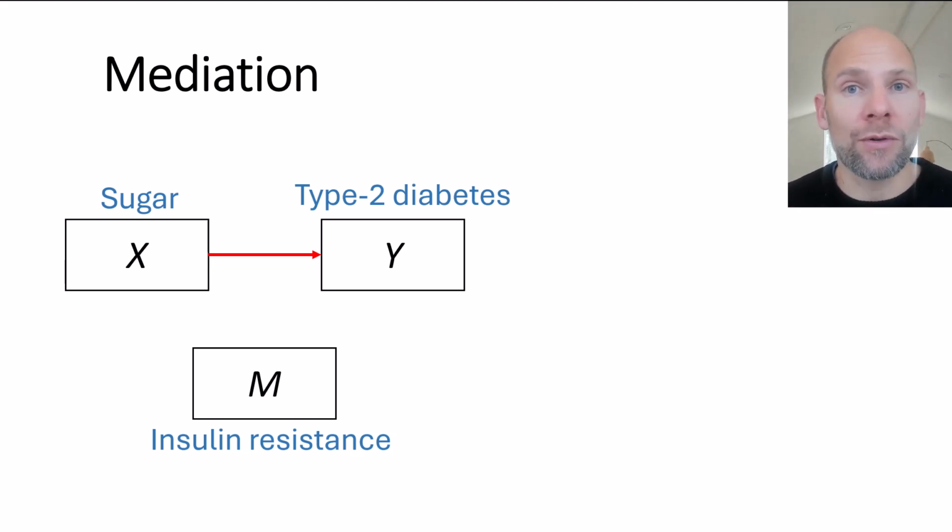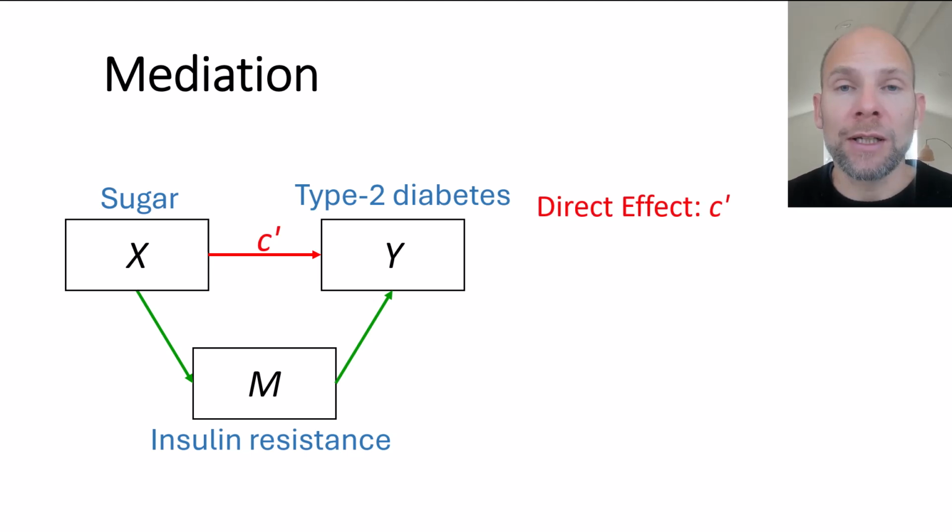So as a person consumes more sugar, they may become less and less sensitive to insulin, the hormone that helps us put sugar away into the cells. As the cells become more insulin resistant, blood sugar levels may rise, leading to type 2 diabetes. So sugar would have an effect also on insulin resistance, and insulin resistance then would have an effect on type 2 diabetes, leading to this path diagram with x, m, and y relationships.